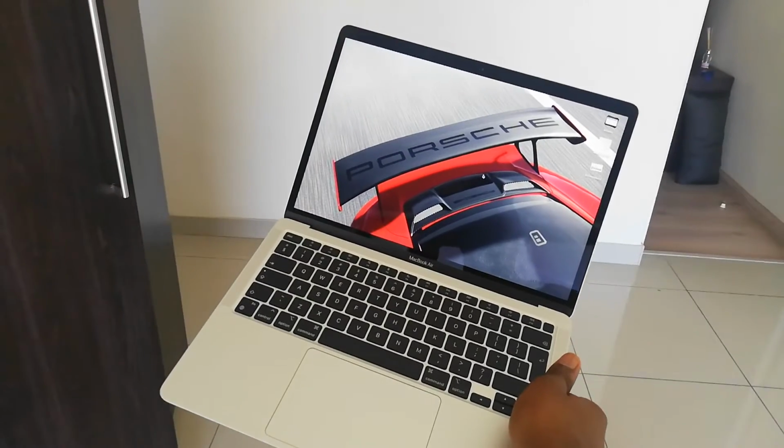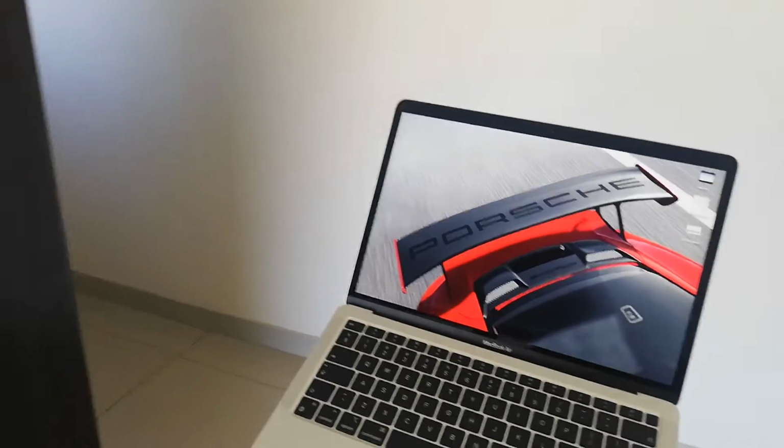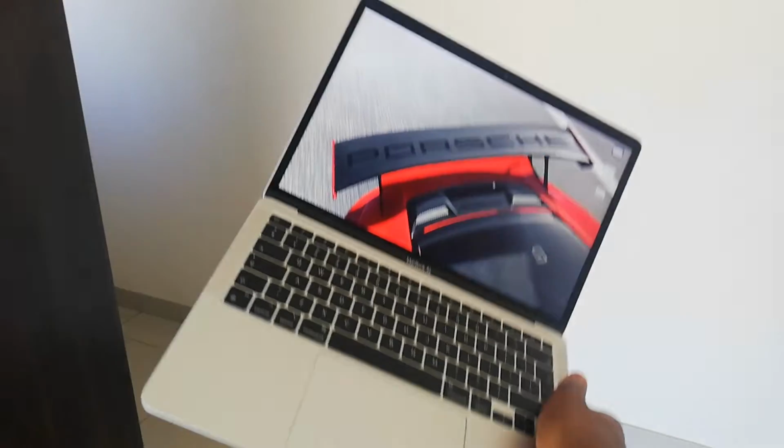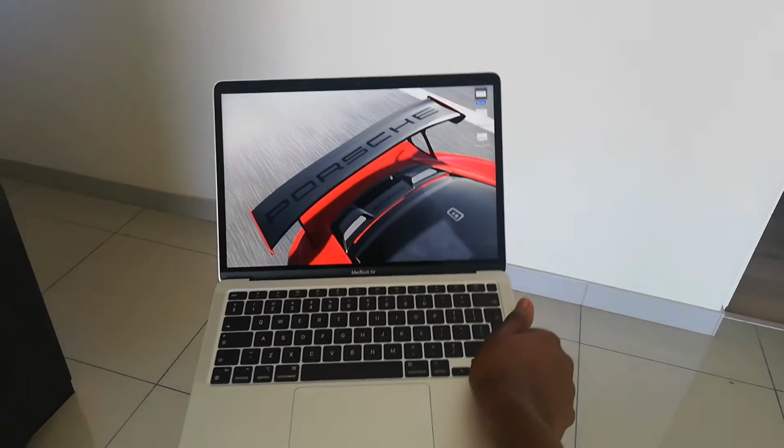MacBook Air is a great computer. However, I do not recommend it for students. So in this video, I'm going to be telling you why I think the MacBook is the worst computer for students. So let's start with the most important thing for a computer, which is app support.